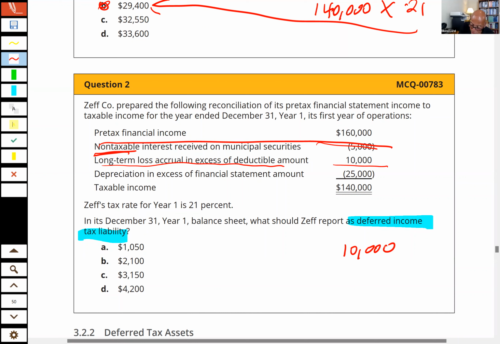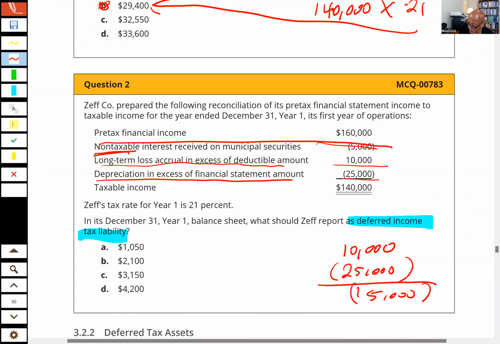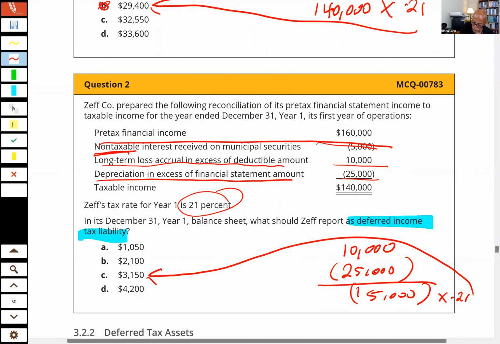But then we have this other side that is saying depreciation for tax in excess of financial statement amounts. I'm getting to take a deduction now that I won't be able to take later. So that's going to create a liability, right? So I have to net those two out. That gives me this 25,000 subtract here. That means that I have a net negative 15,000. Again, they only gave me one rate in this question, so I multiply that times the 0.21. That's how we got the 3,150. The correct answer was C here.